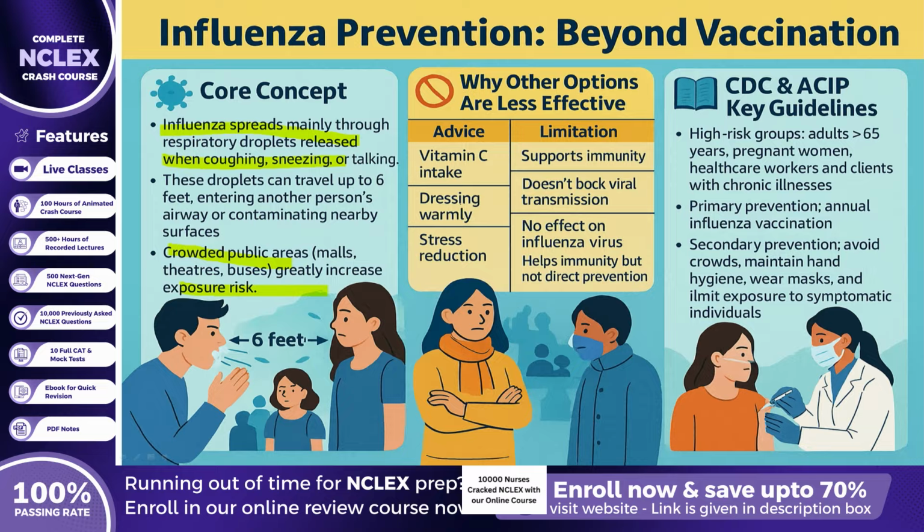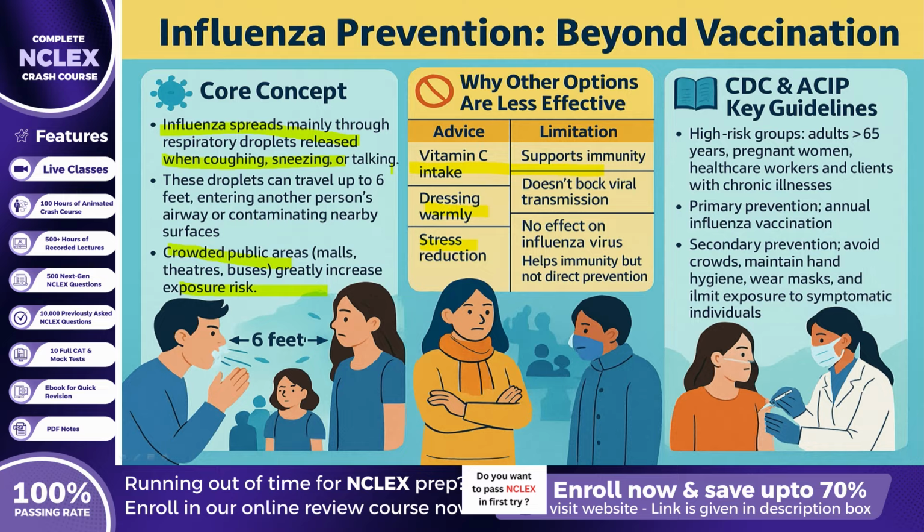Although maintaining a good intake of vitamin C (Option A), dressing warmly (Option C), and reducing stress (Option D) all support general wellness, none directly prevent influenza transmission. Vitamin C may slightly shorten the duration of symptoms, but does not stop viral infection. Dressing warmly only prevents hypothermia, not viral illness. Managing stress helps immune function, but cannot substitute for infection control measures.